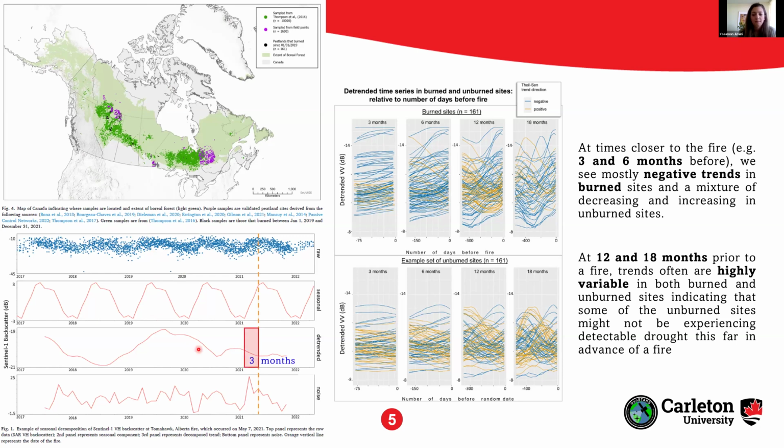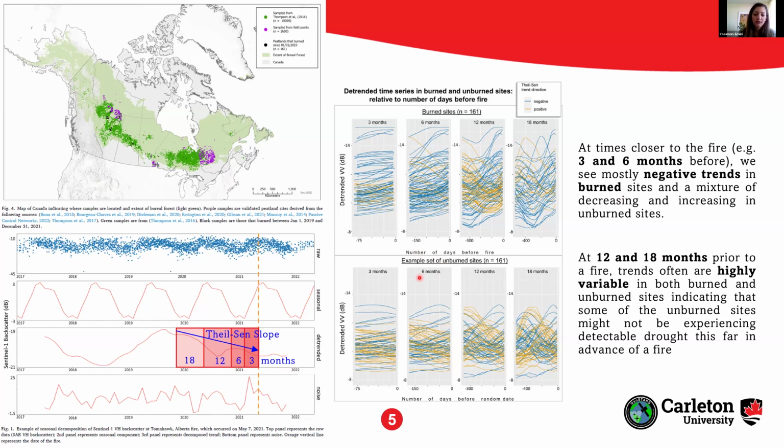We tested multiple time intervals before wildfires, specifically 3, 6, 12, and 18 months before the fire, to see if we could detect reduction in backscatter. Then we calculated the Theil-Sen slope of the trend at each of these time periods. And on the right side, you can see all the detrended time series with burned sites at the top and unburned sites at the bottom. And here, what we found at 3 and 6 months before a fire, burned sites mostly show negative trend, meaning that they are drying out, right?